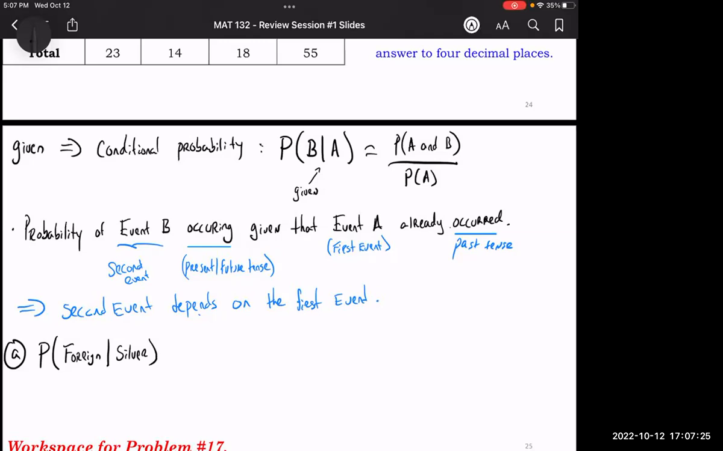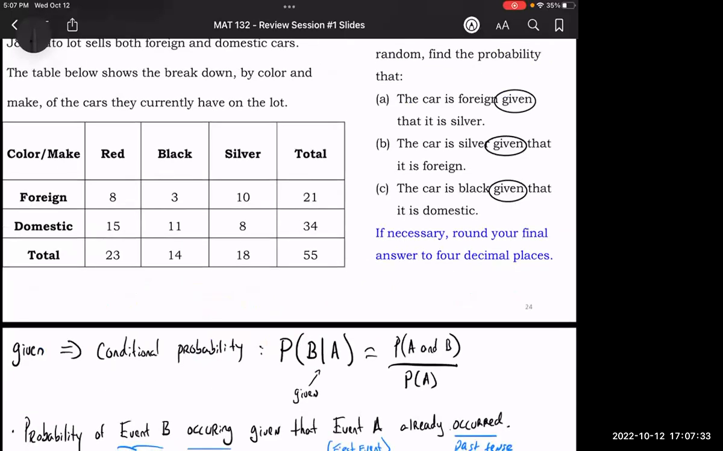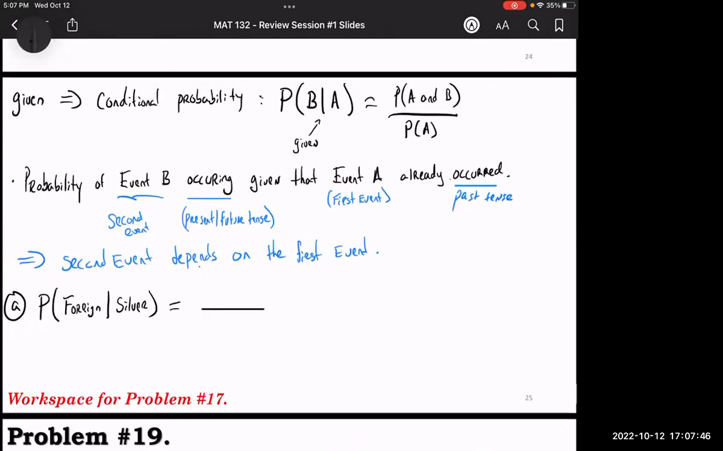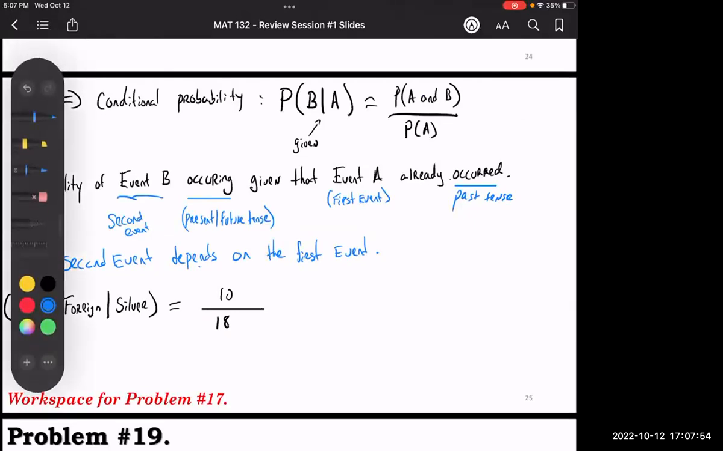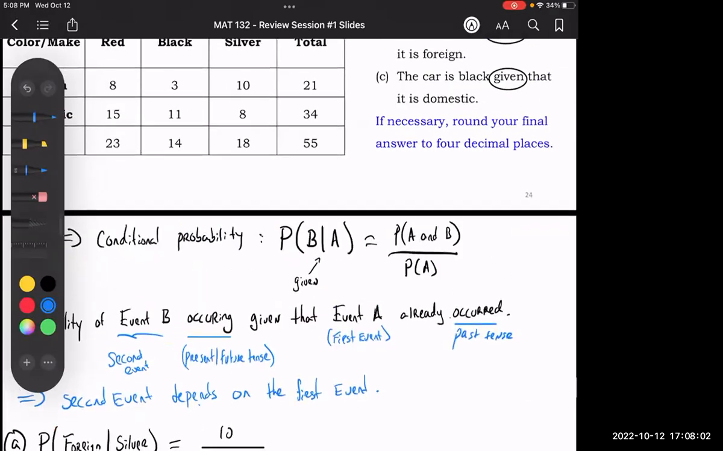So if you want to compute the probability of foreign given that the car is silver, what the formula is going to tell us to do is look at your table intuitively. How many silver cars are there? What's the total number of silver cars? 18. Out of the 18 silver cars, how many of them are foreign? 10. Hence, you get 10 on top, 18 on the bottom. Again, how many silver cars were there? There were 18. Out of the 18 cars, how many of them were foreign? When I look back at the table, it was 10.